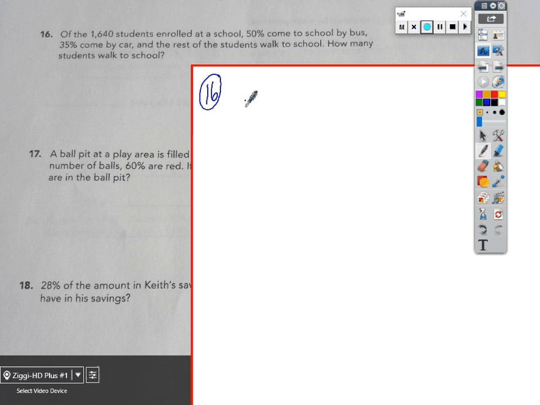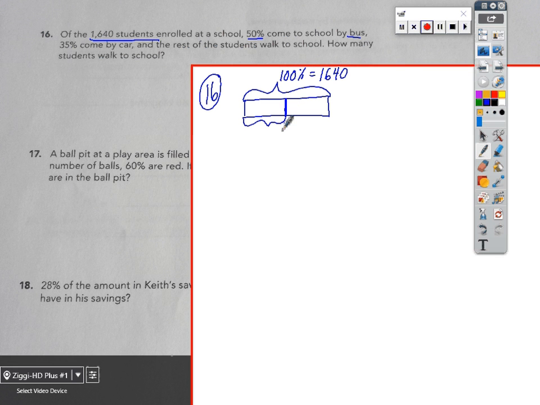So a really quick look at this, it helps you to organize where your quantities go, where your percents belong. The first sentence I read, a total number of students. That's how many students are enrolled. That sounds like the 100% to me. 100% is the same as 1,640 students. If I read on, it says 50% come to school by bus, 50% bus, so that's about halfway, isn't it?